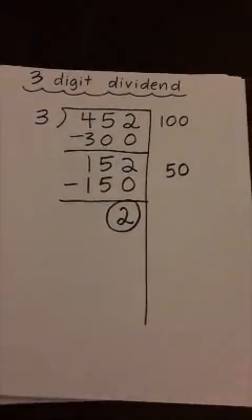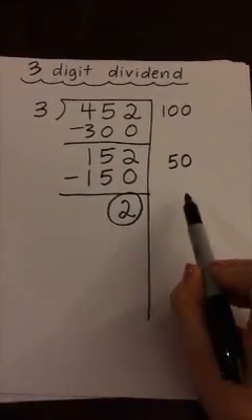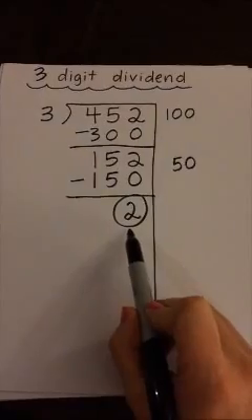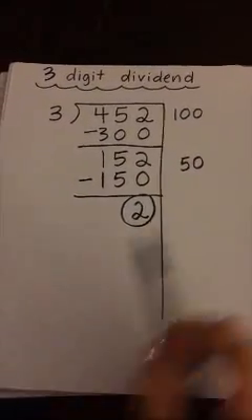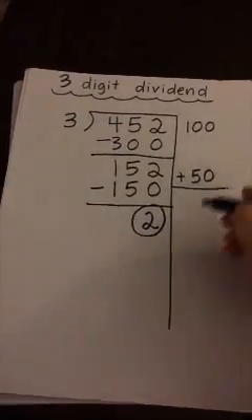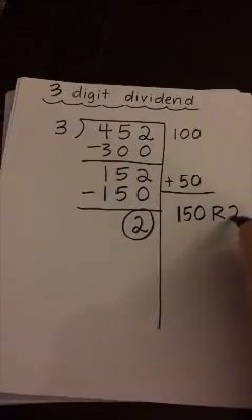Can I take even one more group of 3 out of 2? I can't, right? If I took one more group of 3 and I tried to subtract 3, I'm going to be in negative number land, and that's not where we want to be. So I know now that I'm finished. I need to add up how many groups of 3 I took out. 100 plus 50 is 150, and I have a remainder of 2.